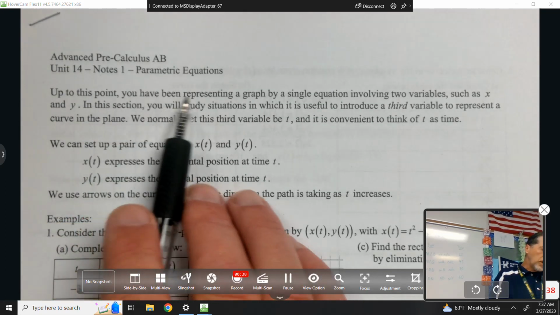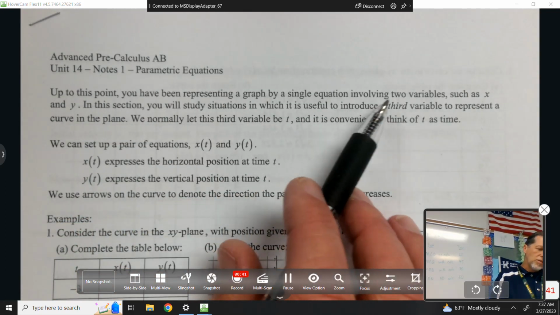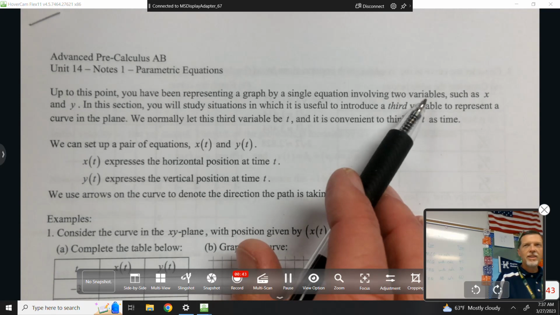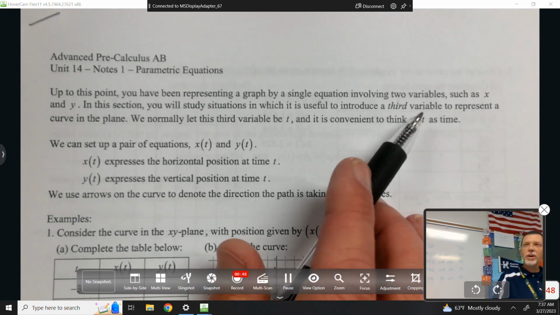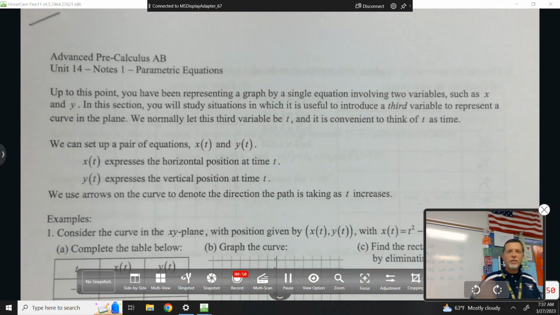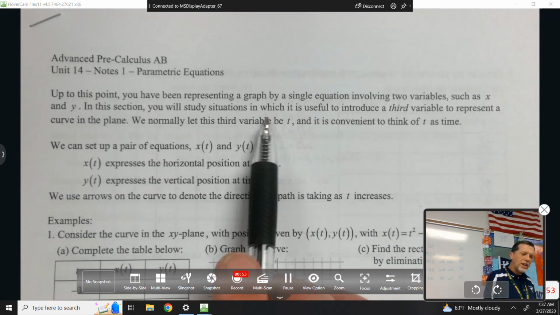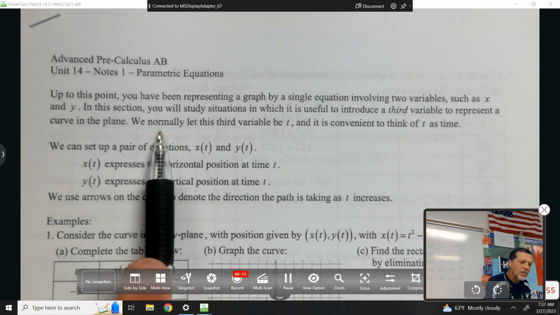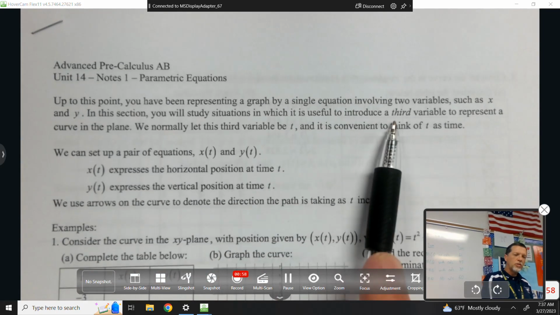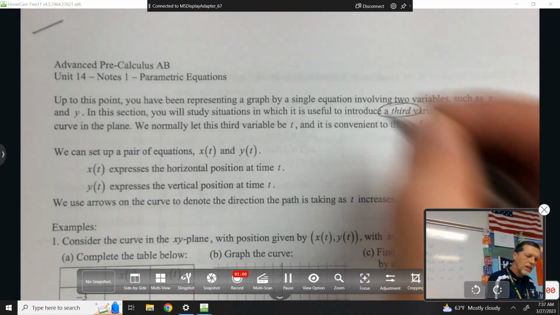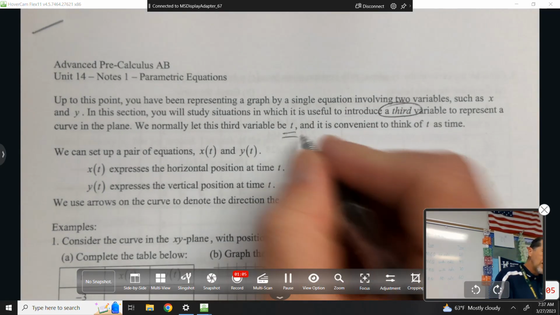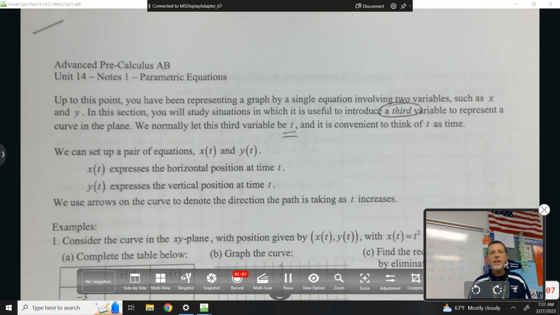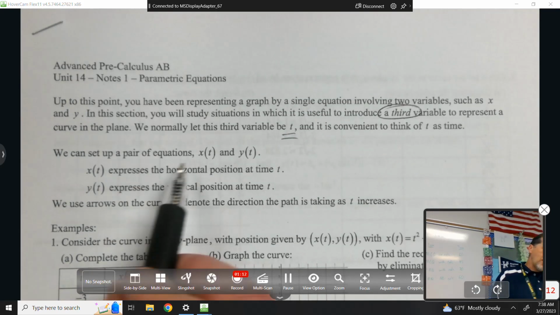All right, up to this point, you've been representing a graph by a single equation involving two variables, such as x and y. And you're like, yes, that's all we've ever done, is y equals some function of x. X squared, sine of x, 2x minus 3, whatever. It's always been y equals something with x. In this section, you will study situations in which it is useful to introduce a third variable to represent a curve in the plane. We normally let this variable be t, and it is convenient to think of t as time.